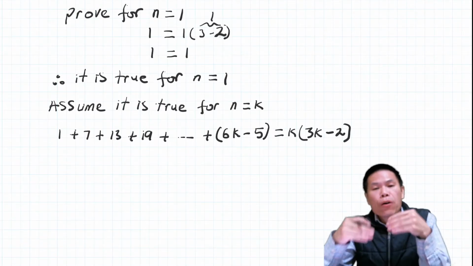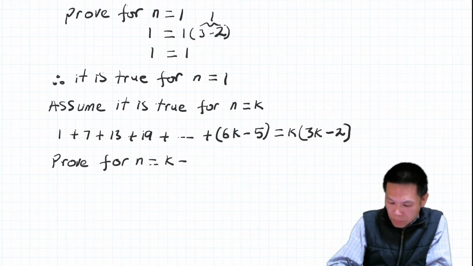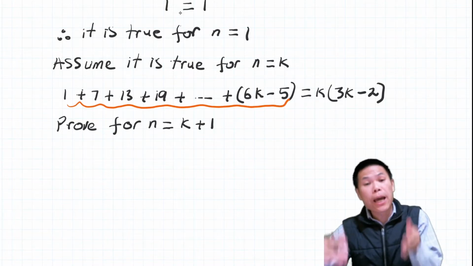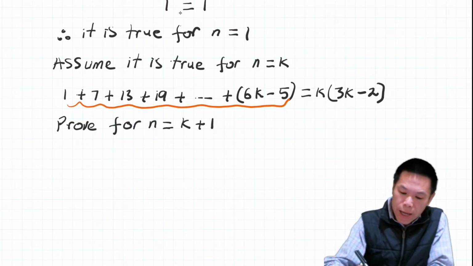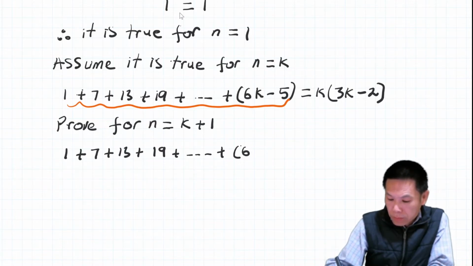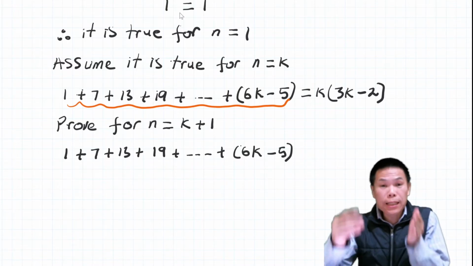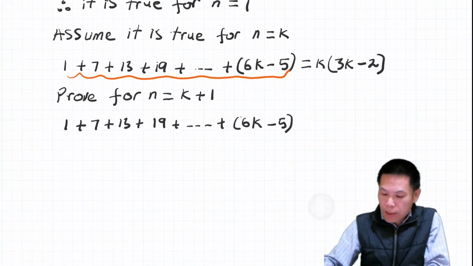Now we need to prove for n equal k plus 1. So this means that we write all the way to k terms, that is k terms, and one term extra, that is k plus 1. Okay, so I just write it out. That is up to k term, but we need to write one term extra, that is k plus 1. So we just substitute k plus 1 here. So that's what that meant. Okay, so just write underneath here.